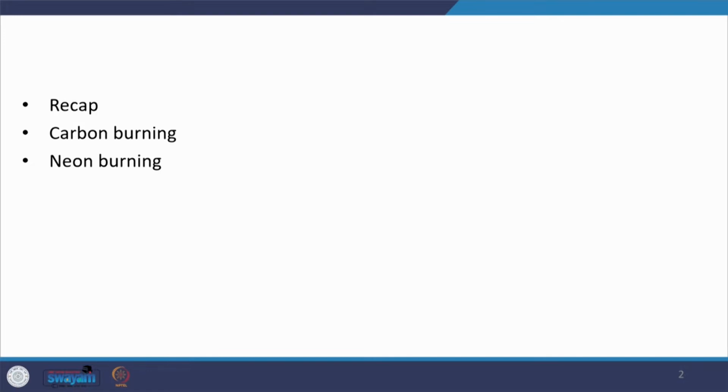In the advanced burning stages of stellar evolution, after hydrogen and helium burning, what are the burning stages that come into the picture? It is carbon burning, then I will discuss neon burning, then oxygen burning, then silicon burning. These four burning stages I am going to cover in today's lecture.